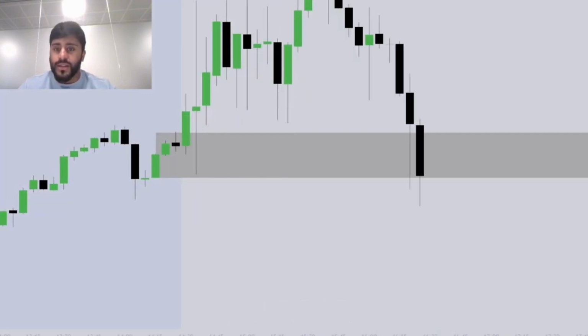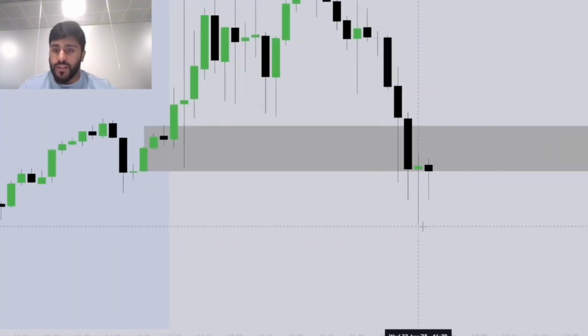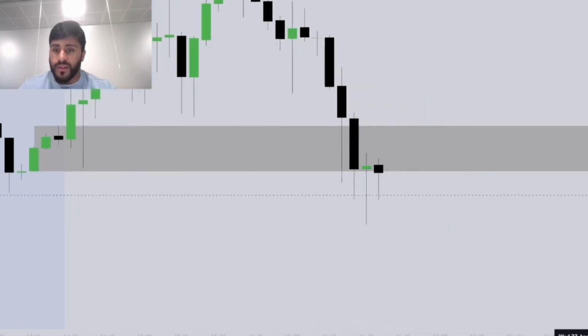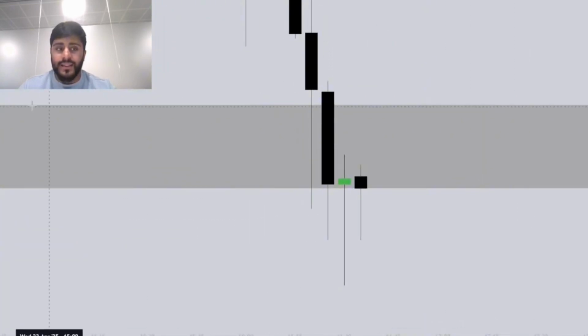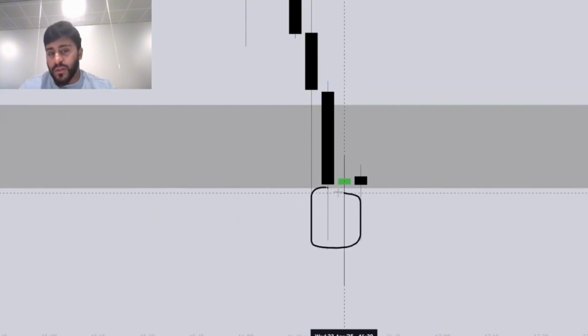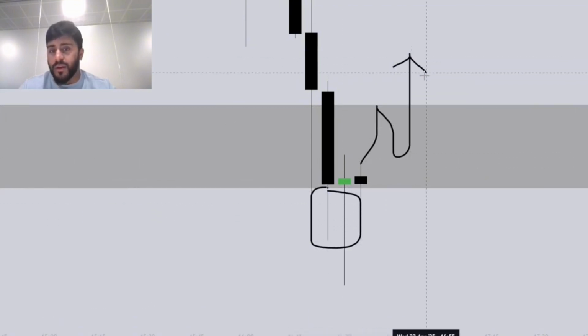Be understanding what is going on at this region, right? This region is very, very important to understand, right? So we can see price has come into this area and price has failed to really hold this area, because if it held, we would have had higher prices.